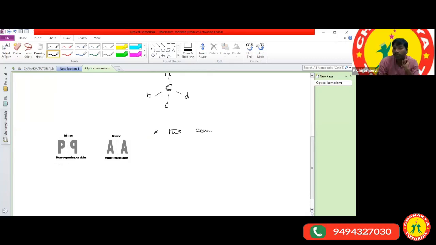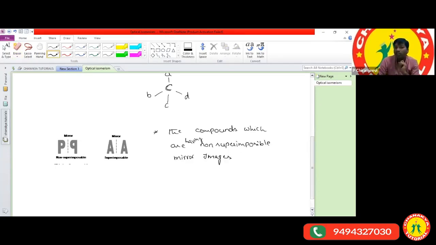So what is another definition we can give here? The compounds which have non-superimposable mirror images are called optically active compounds.